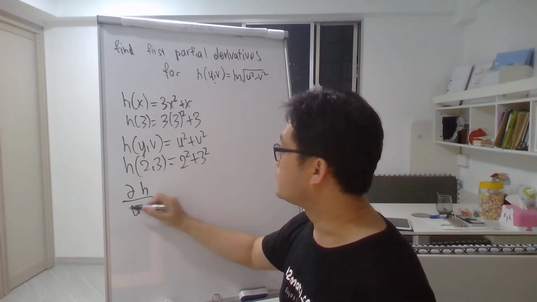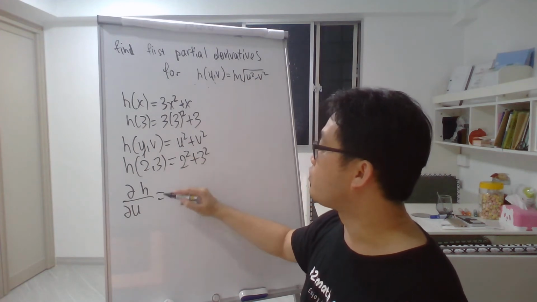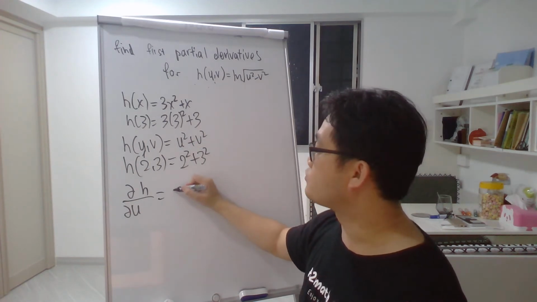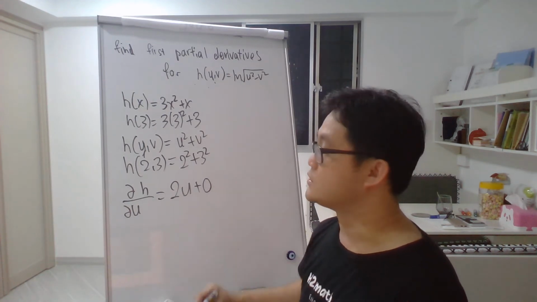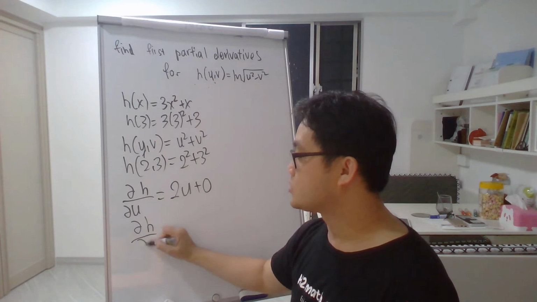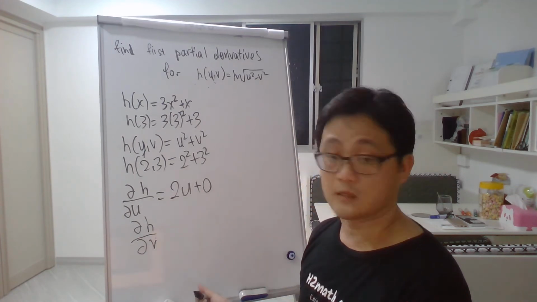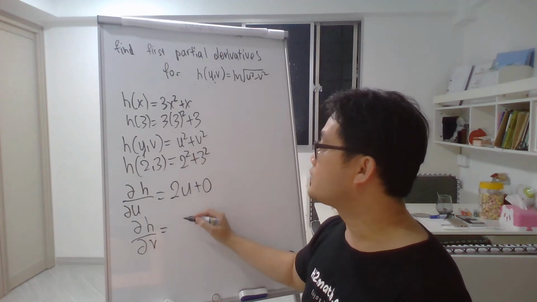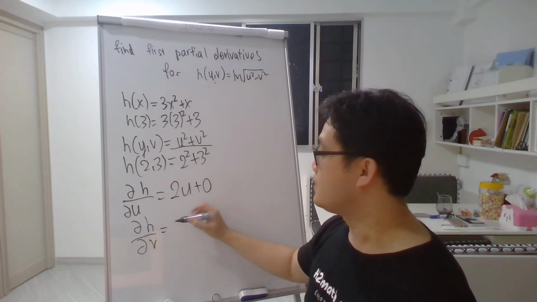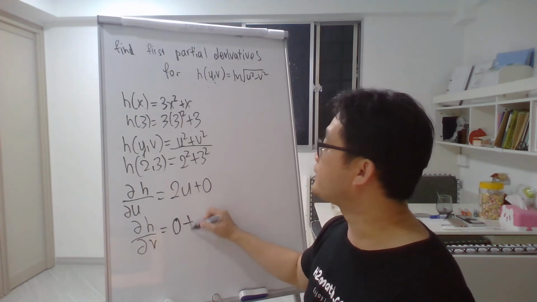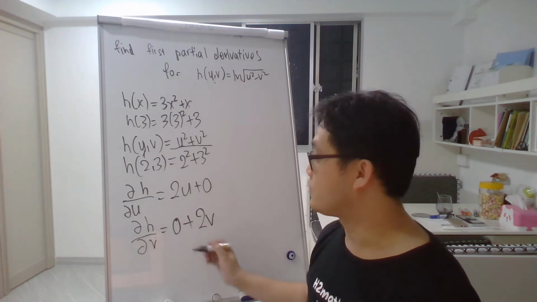Another idea: when we differentiate h with respect to u, v is just like a constant. So I differentiate the u squared, which gives me 2u, and when I differentiate v squared, I treat it like a constant, so it will be 0. However, when I do a partial derivative with respect to v, then u is like a constant, so u squared gives 0, and then when we differentiate v squared, we get 2v. So these are some concepts that we need to have.